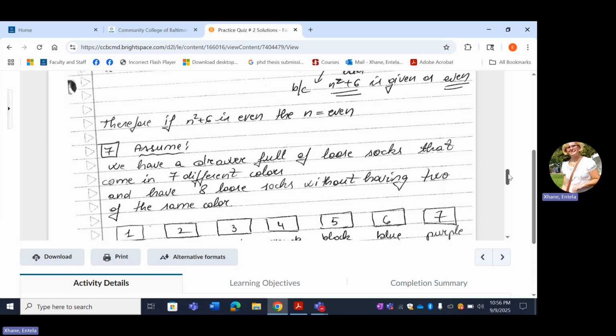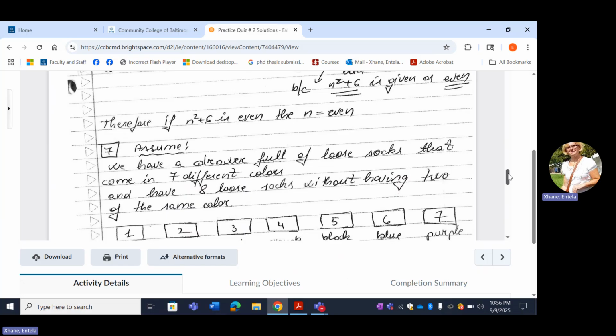Now the next one is a typical example I did in class today with 13 individuals, trying to show that 2 of them, among the 13, were born in the same month. And this is a proof by contradiction, making an assumption that contradicts what you're trying to show. So you have a drawer full of loose socks that come in 7 different colors. Prove that if you choose 8 loose socks, then you must have at least 1 pair with the same color.